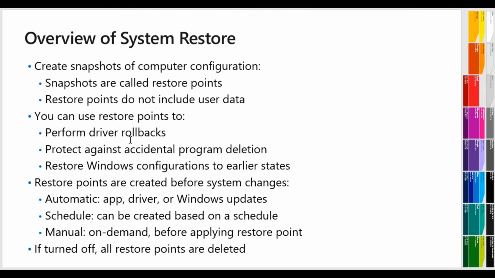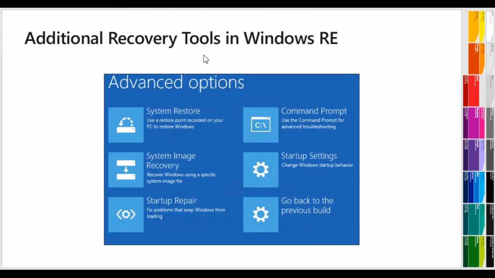Those kinds of system restore points we can create. If turned off, all the restore points will be deleted. Additional recovery tools in Windows recovery environment, we have system restore, system image, startup repair, command prompt, startup settings, go back to the previous build, all these options we have.